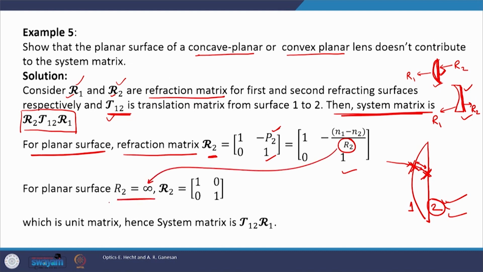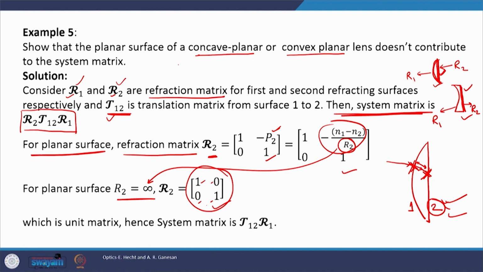Once there is an infinity in the denominator, the whole quantity here reduces to 0. Therefore, the matrix would be 1 0 0 1, which is nothing but a unit matrix. If you multiply this matrix with any other matrix, the matrix will remain unchanged. Therefore, R2 will not affect the system matrix, and this is what was asked.